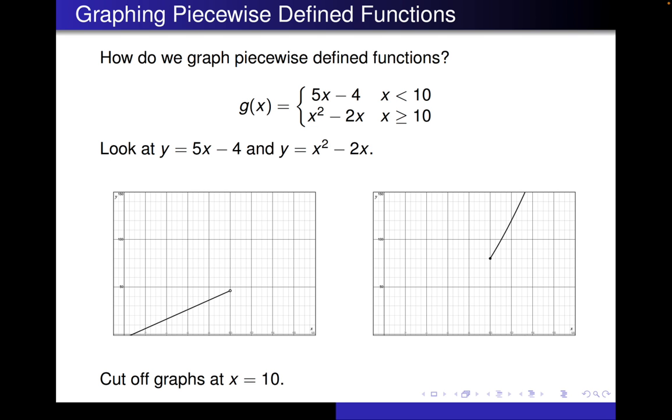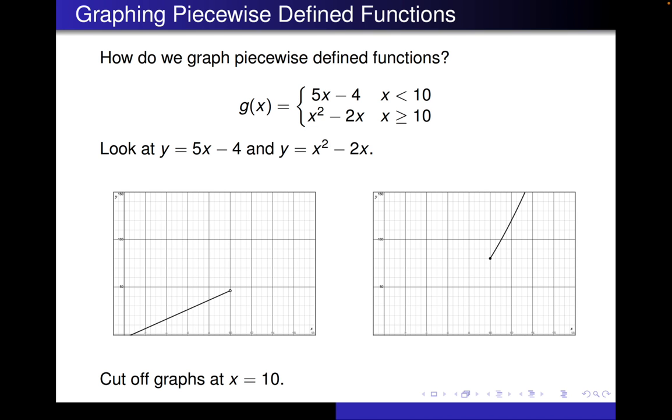Whereas on the right, I'm going to do the formula for x squared minus 2x, but in that one, I'm only going to include points that are x greater than or equal to 10. And I'm going to include that filled in dot to indicate that point is on the graph because the formula works for x equals 10 as well as x is greater than 10.